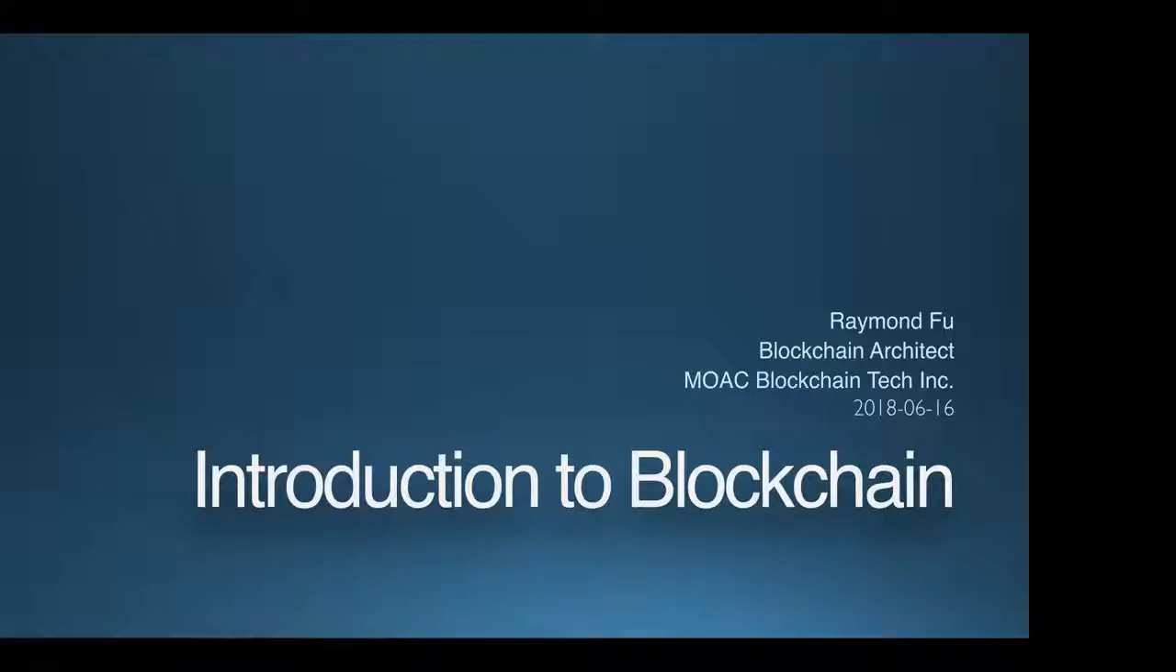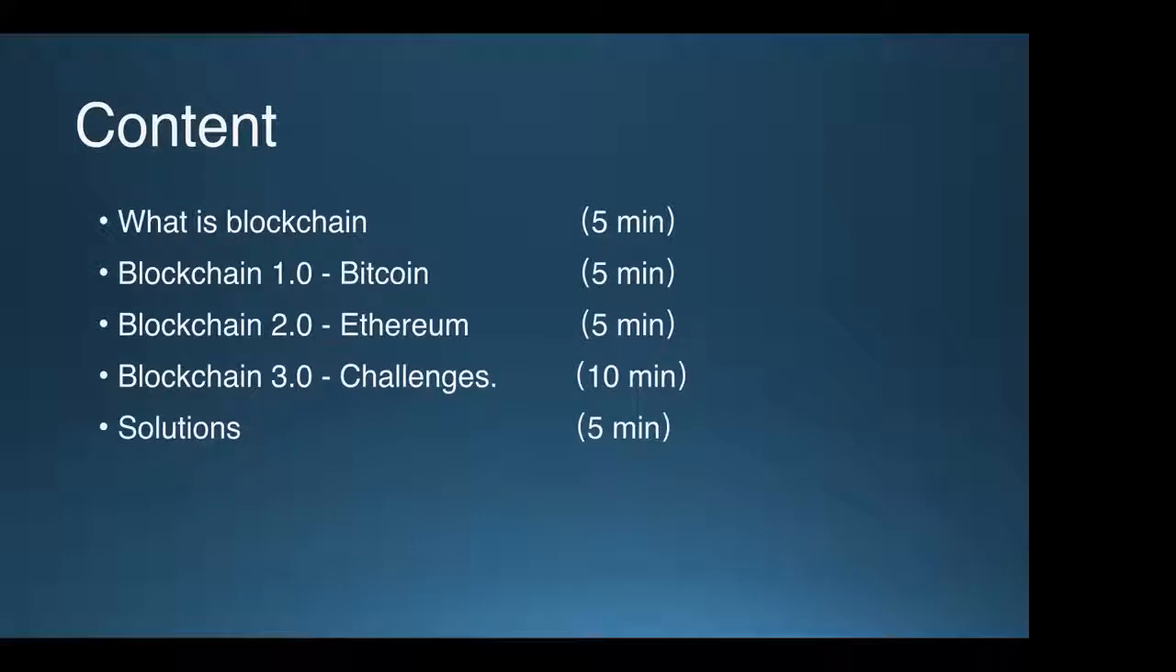So let's go ahead and get started. And a little rundown of the content. I'll introduce to you what is blockchain, and then I want to tell you the growth of blockchain from the beginning. So blockchain 1.0, it is the Bitcoin. Blockchain 2.0, which is the Ethereum, and blockchain 3.0, there are a lot of competitors. And I want to explain to you the challenges, and then I want to propose some solutions. All right, so hopefully it'll take 30 to 35 minutes.